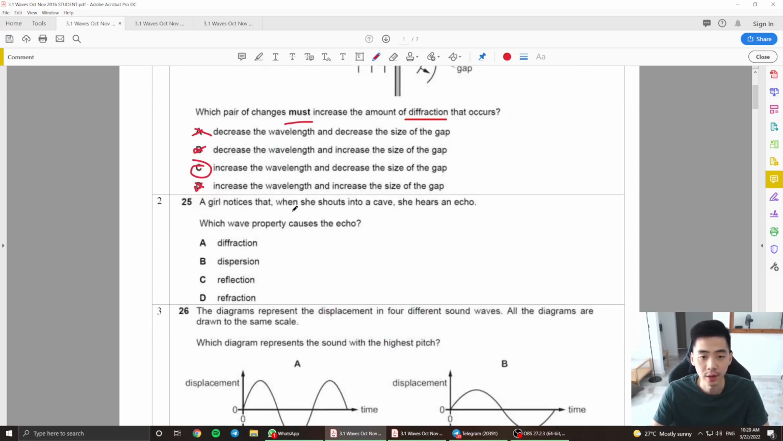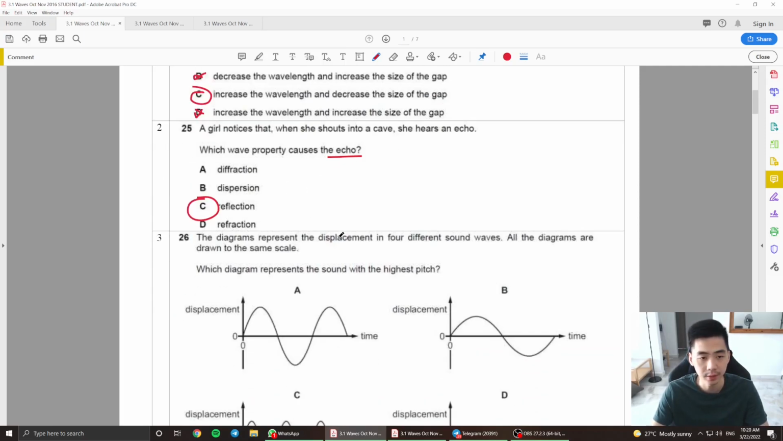A girl notices that when she shouts in a cave, she can hear an echo. Which wave property causes an echo? An echo is essentially a reflection of your sound wave, right? So C is definitely going to be the answer here.